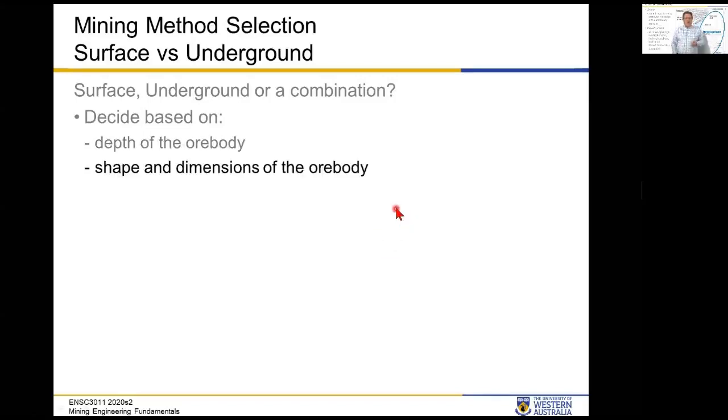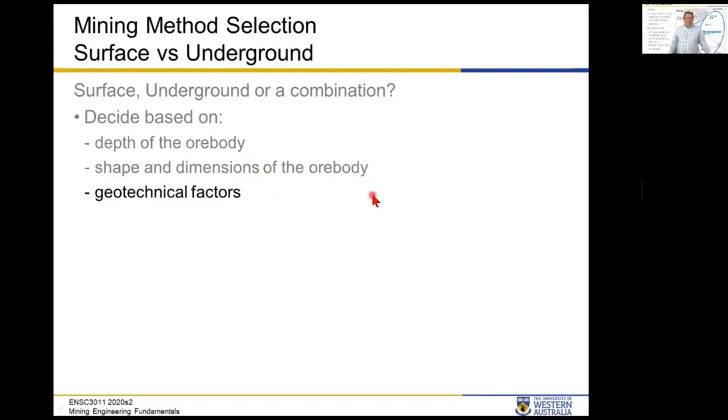The shape and dimensions of the ore body. So if you've got an ore body which is fairly flat and tabular, then surface mining has advantages. If it's a more vertical vein type thing, then underground mining is maybe better because it requires you to remove less waste. The depth of the ore body, of course, is not just the depth to the top of the ore body, but the depth to the bottom of the ore body. What is the ultimate bottom of the ore body?